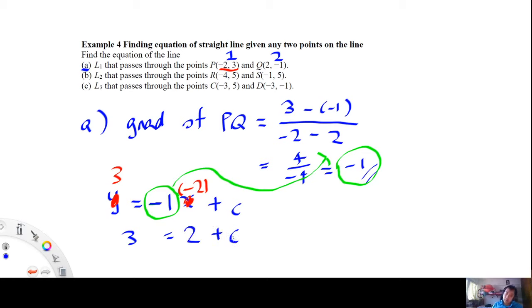Do you realize that if you do this, c is actually just the number 1? So I know that c equals 1. But that's not our final answer, because now I've got the gradient and the y-intercept. If I use these two things, then I can write the equation of a line. So my final answer is y equals minus 1x, or minus x plus 1. This is the final answer for question A.